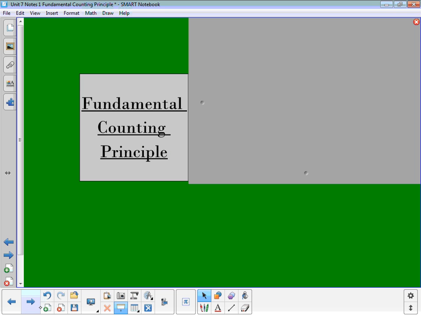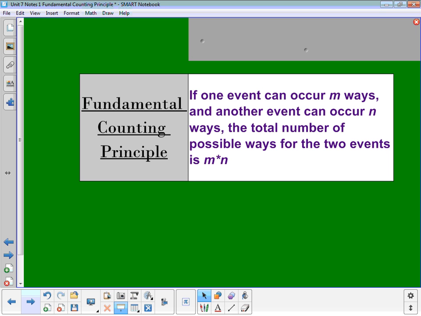Making a tree diagram is not so bad when you only have a couple of choices for each category, but what happens when we get into having 10 or 20 or more choices? Then our tree diagram gets really large, and it's not reasonable to make a tree diagram that big. So instead, we use the fundamental counting principle. It says that if one event can occur m ways and another event can occur n ways, then the total number of possible ways for the two events is m times n. So I take the two and I multiply them together.